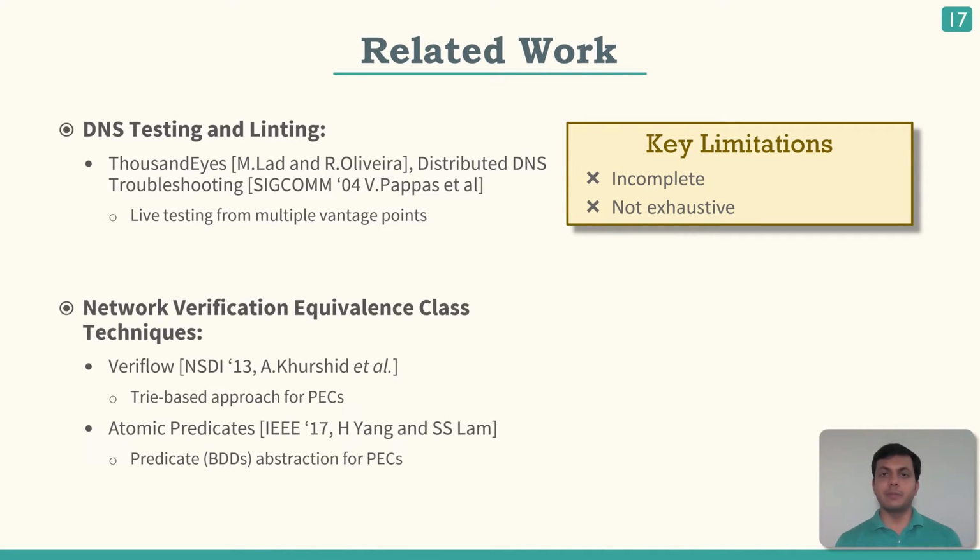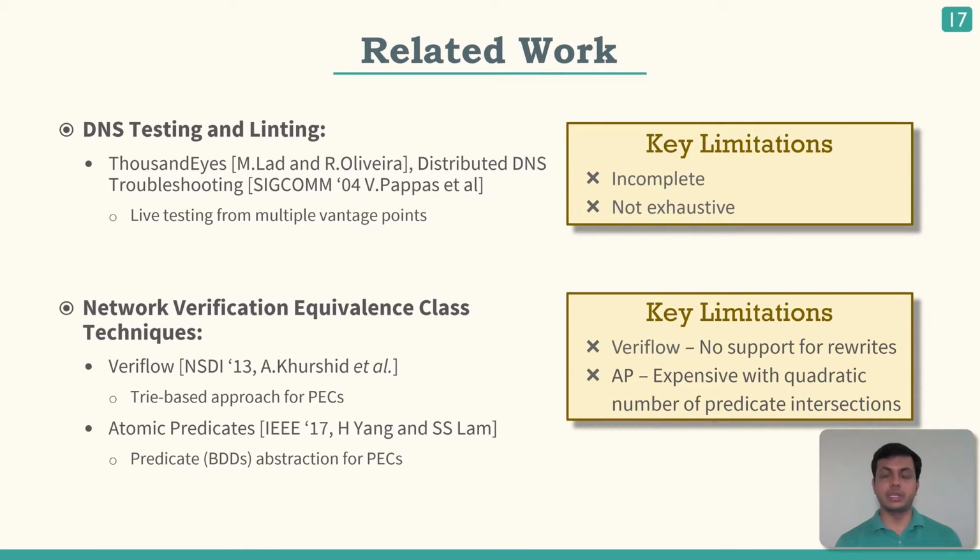For example, packet equivalence class generation algorithms like Veriflow that use tries, and atomic predicates that use BDDs, are not suitable for DNS, since Veriflow does not support rewrites and atomic predicates is expensive with a quadratic number of predicate intersections. GRoot can generate equivalence classes asymptotically faster than these approaches due to the hierarchical structure of domain names. That is, GRoot leverages the common prefixes of the queries.